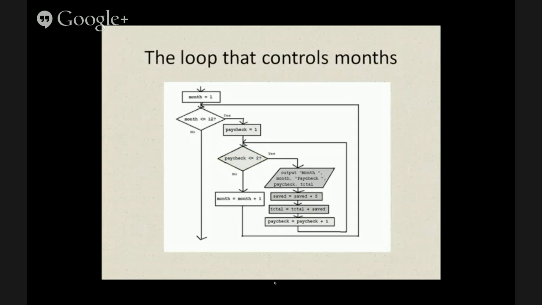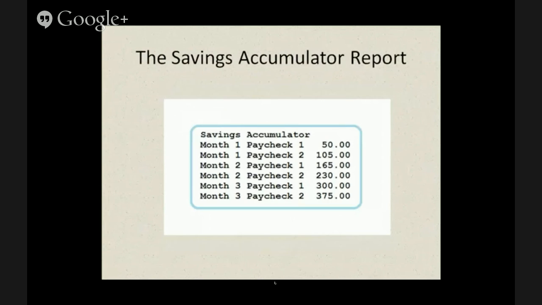You'll put all of that inside an outer loop that controls the months. The loop control variable for this loop will be month, and you'll start with month equals 1. Then you'll check to see if month is less than or equal to 12. While it is, you'll perform the output for both paychecks and then add 1 to month. And you'll continue this outer loop 12 times. Okay. So again, here's what the report looks like.